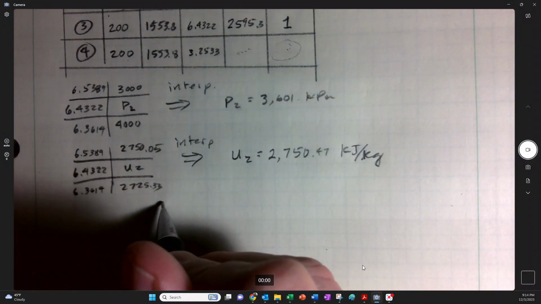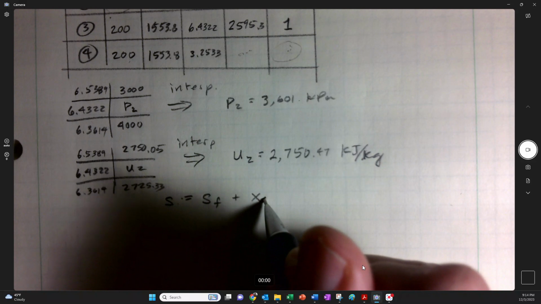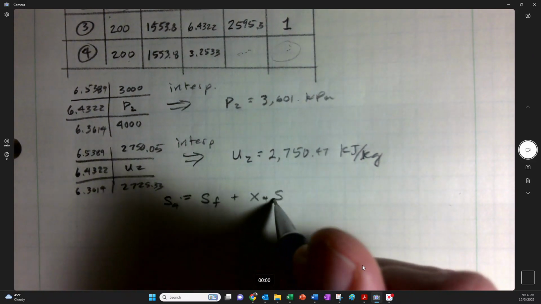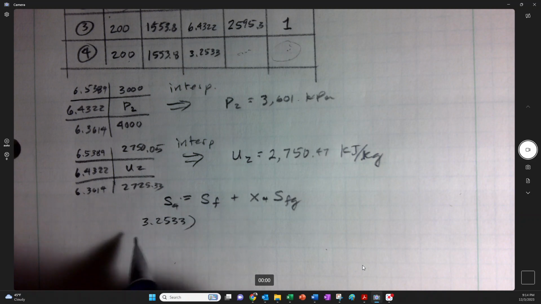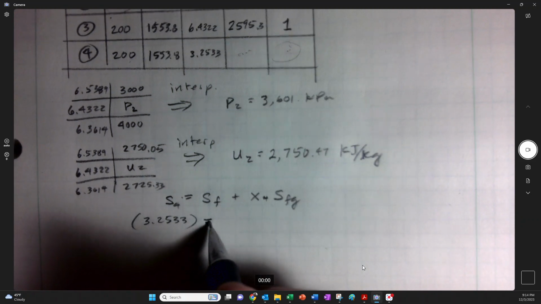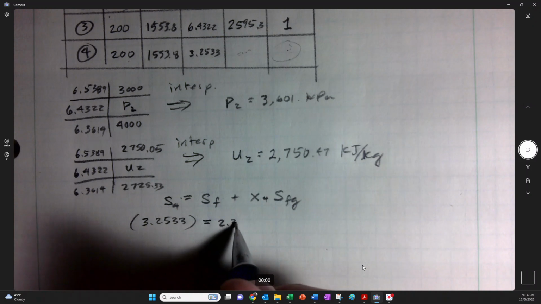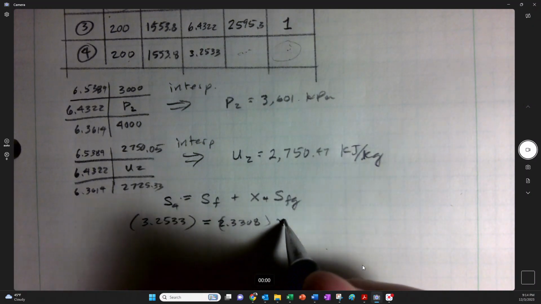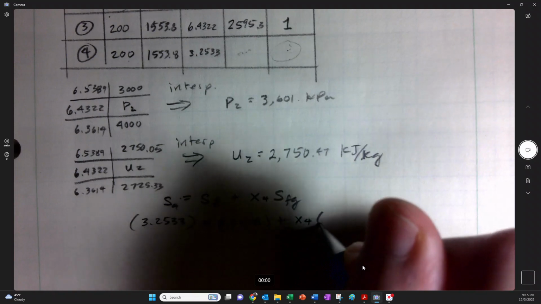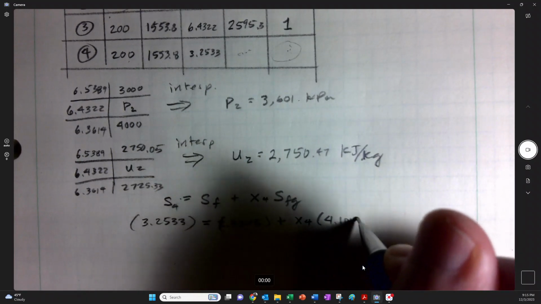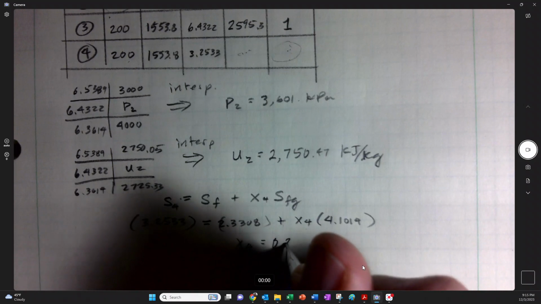Okay, so what we're writing is S is equal to SF plus X SFG. And I guess this is X4, I'll make that 4. And so we will write down that 3.2533 equals, and SF, I have to look over here, I think it's 2.3308, plus X4 times SFG, and this is 4.1014. Great. And I'm going to say my X4 is therefore equal to 0.2249.